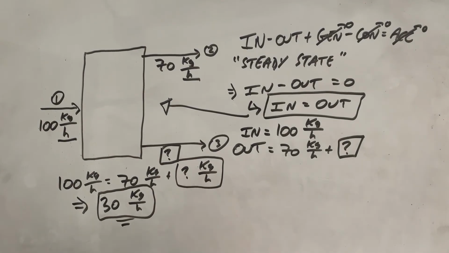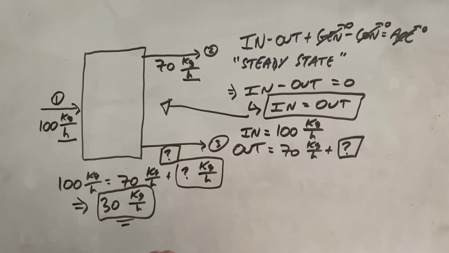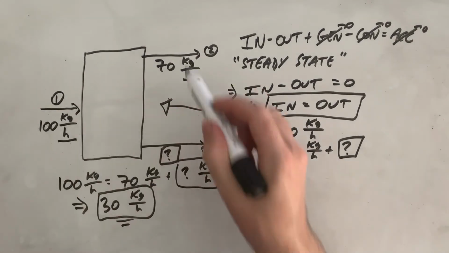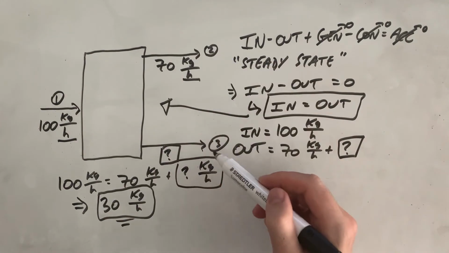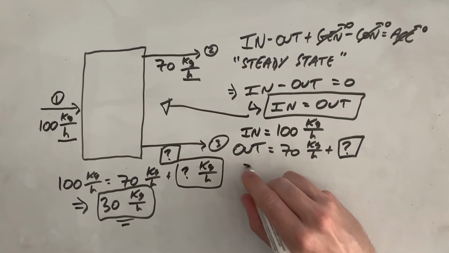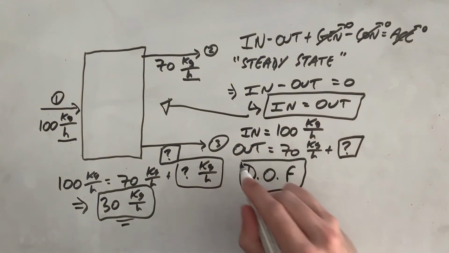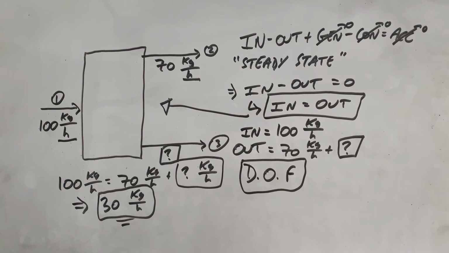In our next video, we shall consider what happens if stream 1 is composed of multiple species and how we can then find the flow rate of these species in streams 2 and stream 3, and also delve more into what is known as a degree of freedom analysis, which is a tool that we can use to determine whether or not the problem is solvable in the first place.